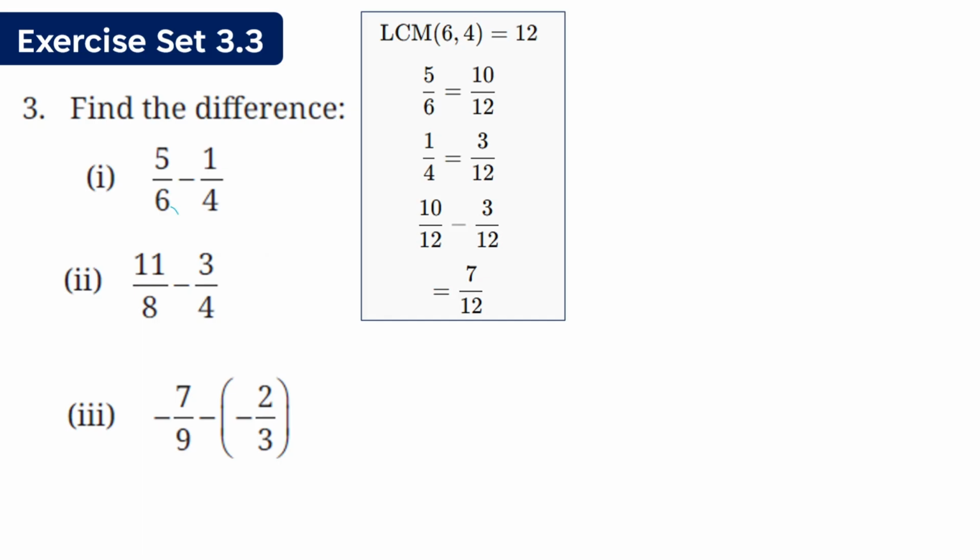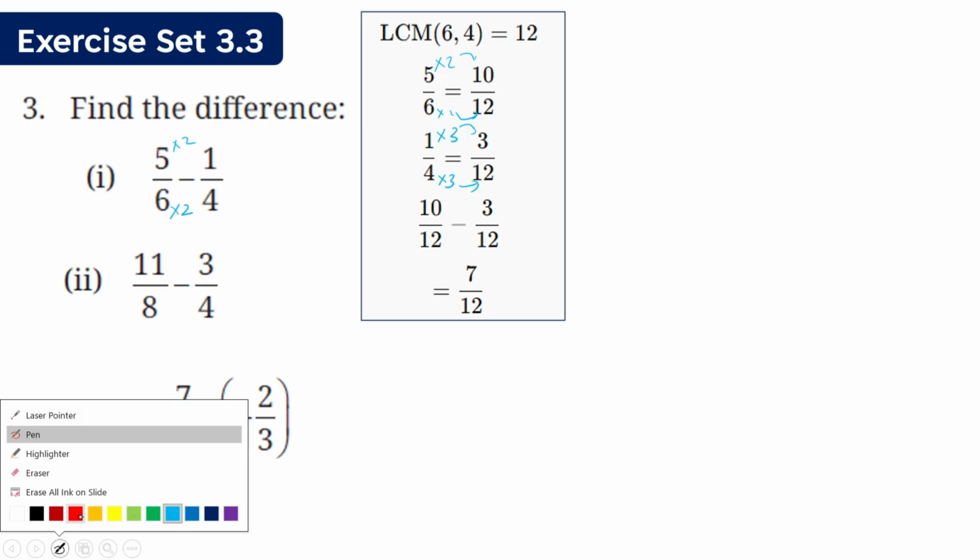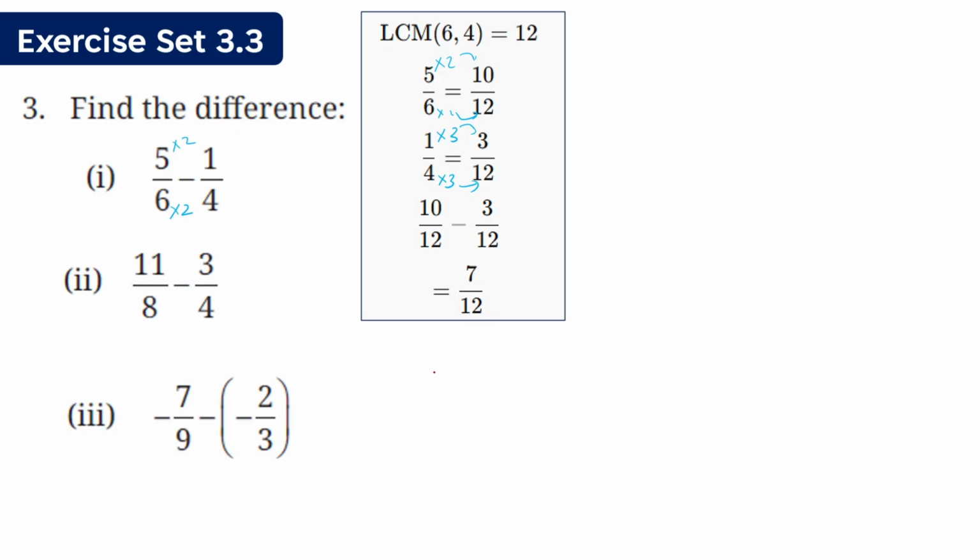So multiply 6 with 2 and 5 also with 2. So 5 times 2 is 10, 6 times 2 is 12, and we're multiplying 4 with 3 because we need to get 12, and multiply the numerator also by 3. 3 times 1 is 3. Now, because this is subtraction, we subtract the numerators alone. 10 take away 3 is 7, and we copy the denominator. So the denominator is 12. So 7 twelfths is the answer.